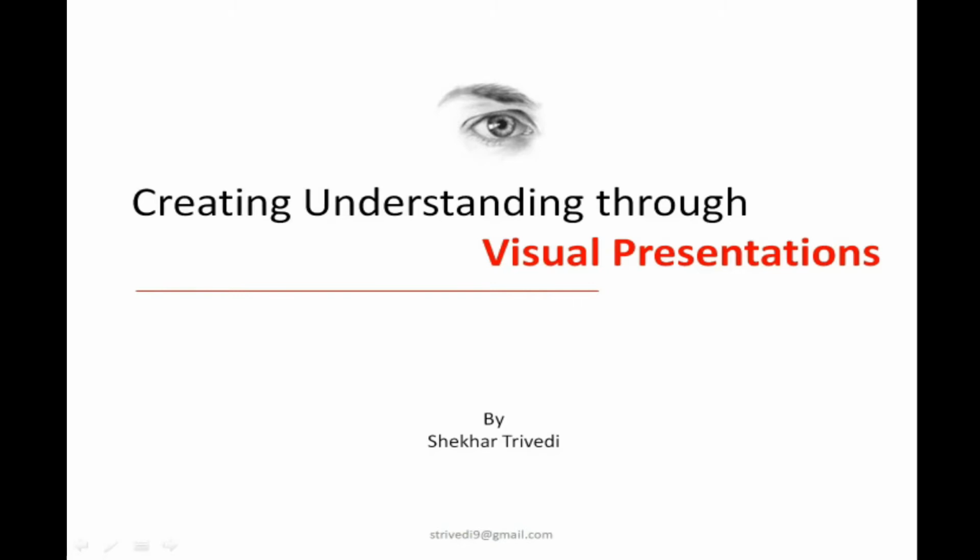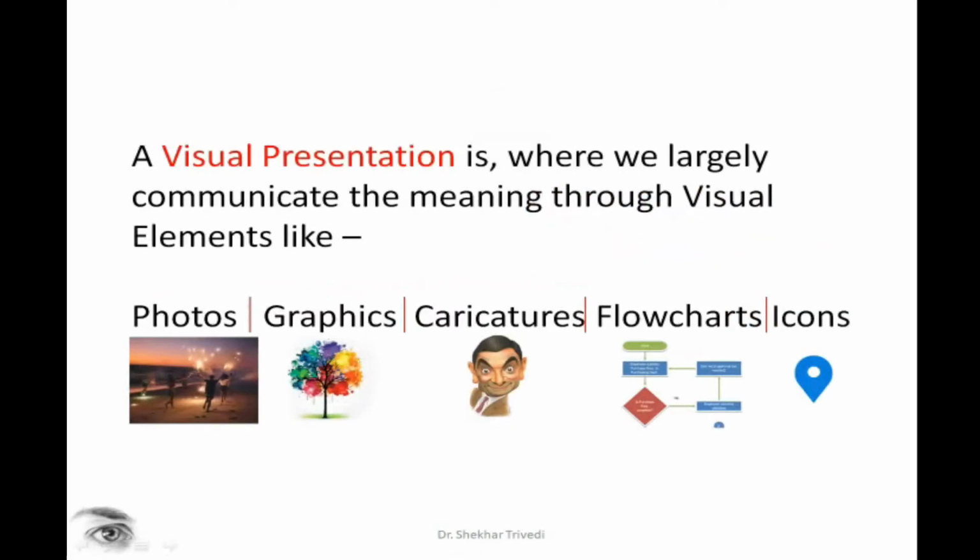So what we see is that when we are talking about a visual presentation, it's where we largely communicate the meaning through some type of visual elements. Now these visual elements can be photos, graphics, caricatures, flowcharts, or icons. And one big boon for us is that Google is there, and you have a whole host of visual material, different types of images, caricatures, and icons available on the internet.